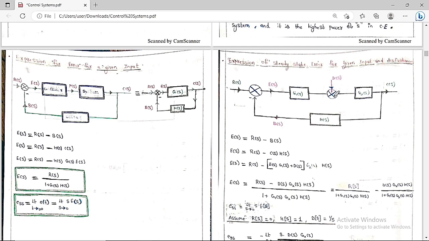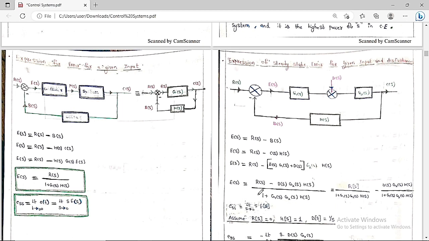So therefore here we can say C of s is nothing but E of s into G1 of s plus D of s into overall gain G2 of s. So this is all about the C of s, and remaining everything is same, which is H of s. So now if you take this E of s to the left side and simplify, finally we are going to get the value of E of s, which is equal to R of s minus D of s into G2 of s into H of s by 1 plus G1 of s into G2 of s into H of s.